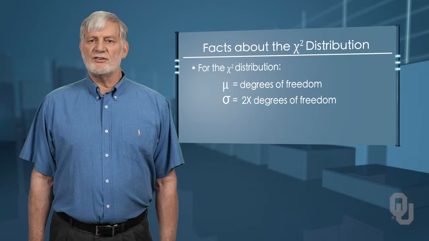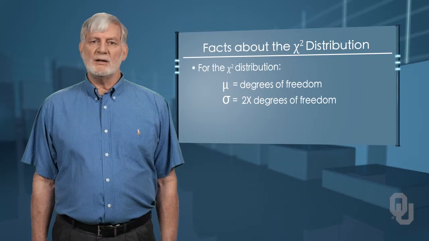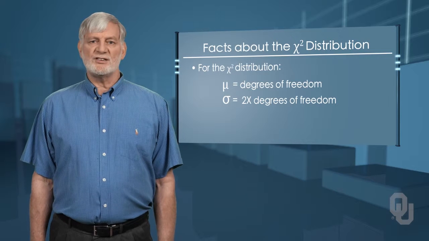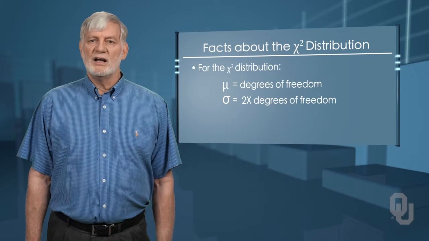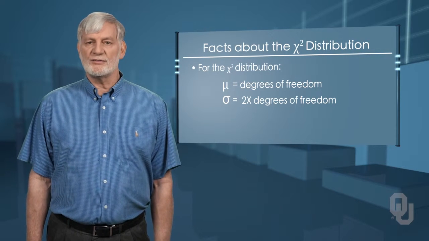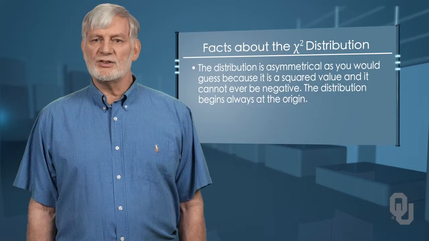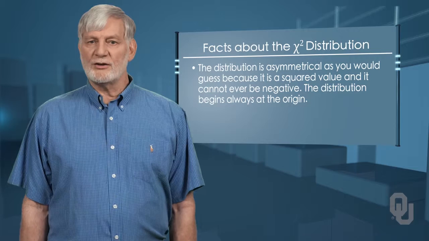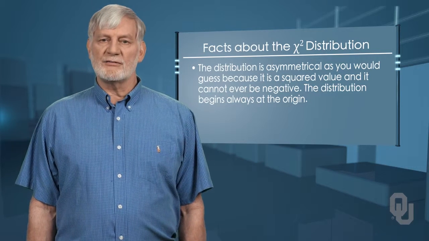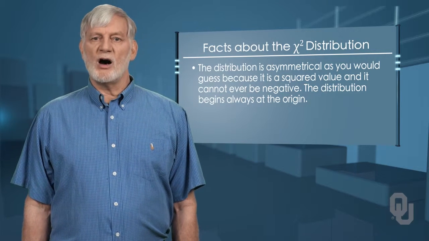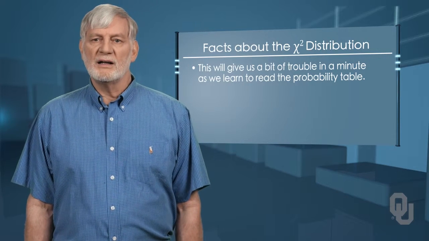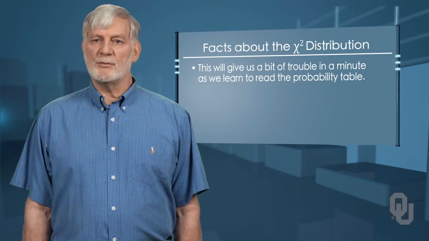For the chi-square distribution, the population mean mu is equal to the degrees of freedom, and the population standard deviation sigma is equal to the square root of 2 times the degrees of freedom. The distribution is asymmetrical, as you would guess, because it is a squared value and it cannot ever be negative. The distribution always begins at the origin. This will give us a bit of trouble in a minute as we learn to read the probability table.